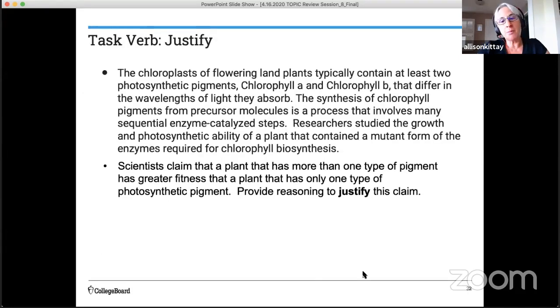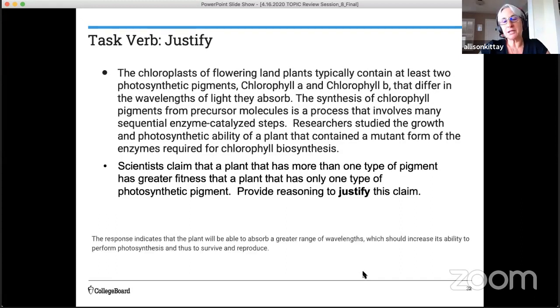All right, really quickly, just the task verb justify. In this question, students were given a bunch of background information that you can read in that first bullet point, and then you're asked to provide reasoning to justify this claim. So scientists claim that a plant has more than one type of pigment, and it would have a greater fitness than a plant that has only one type of photosynthetic pigment. And you're asked to justify this claim.